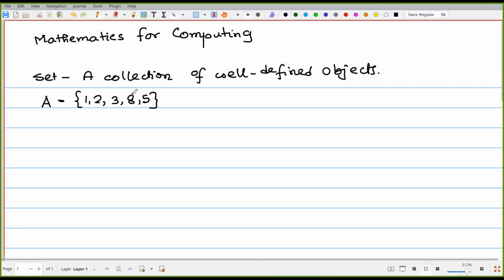So, what is the first one? Use of set theory. Now, a notation of the set theory. We can use the curly braces, and in between the curly braces, we give the elements of the set. The elements of the set may be in order or maybe not in order. That means 1, 2, 3, then 8, then 5, there would be no problem. So that is the way.